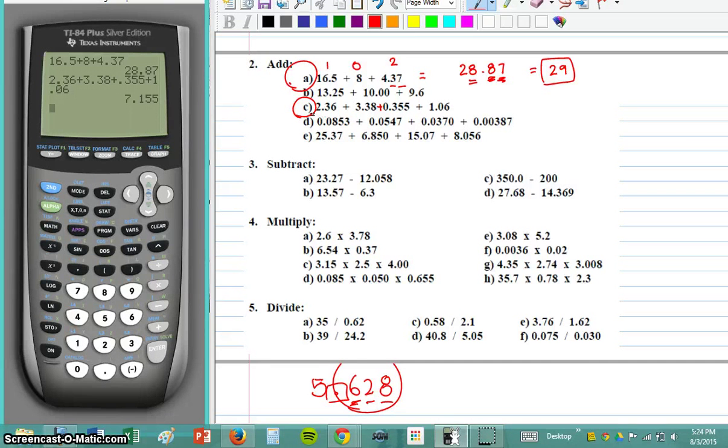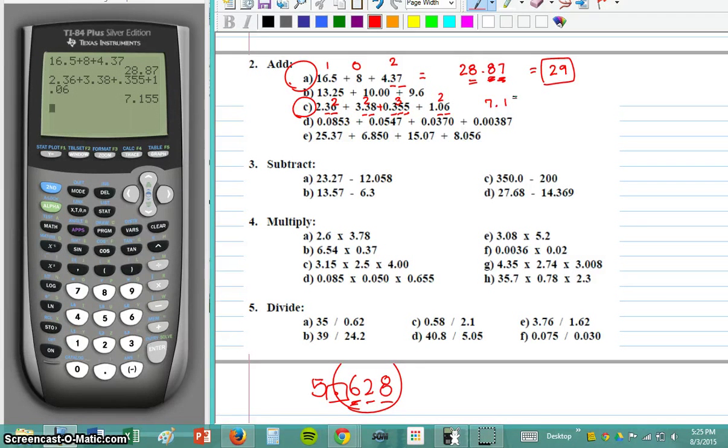Then we want to look at the number of decimal places. This one has 2 numbers after the decimal. This number has 2 numbers after the decimal. This number has 3 numbers after the decimal. This one has 2 numbers after the decimal. So the smallest one is 2, so you're going to have 2 decimal places.